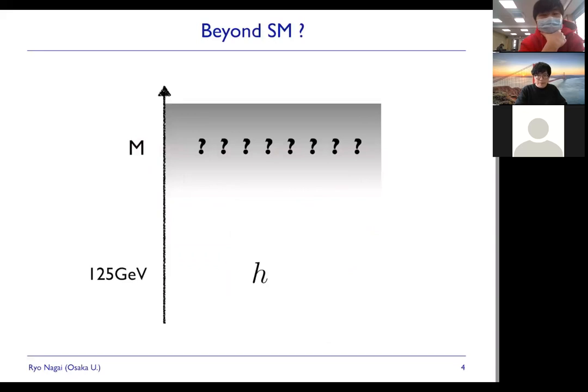However, we have not seen a direct signal of physics beyond the standard model yet. The direct searches for new particles at high energy collider experiments, for example, have set severe constraints on the mass scale of new particles, which roughly reached beyond the TeV scale. So this fact implies that the mass scale of the new particle is much above the electroweak scale. This is one possibility. So what should we do in that case?